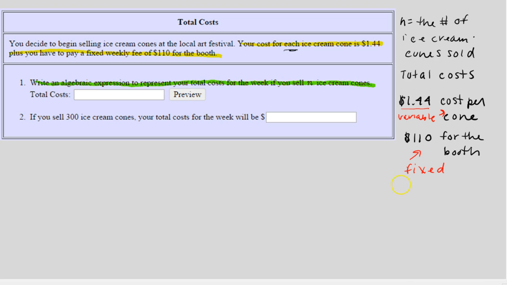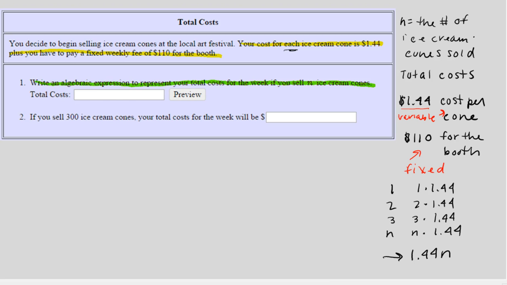So if you sold one cone, it would cost you 1 times $1.44. 2 cones, you'd have to pay 2 times $1.44. 3 cones would be 3 times $1.44. And n cones would then be, looking at this pattern, n times 1.44. So the cost for the cones is 1.44 n. And again, this helps you just see the pattern so you know how to set it up.